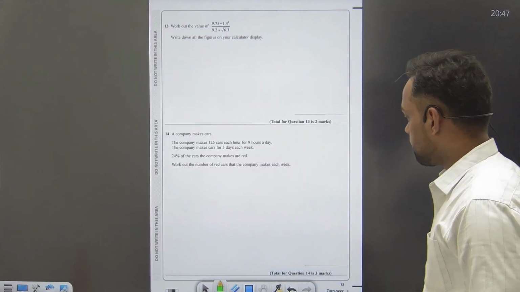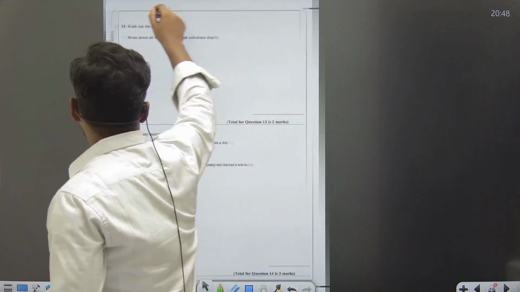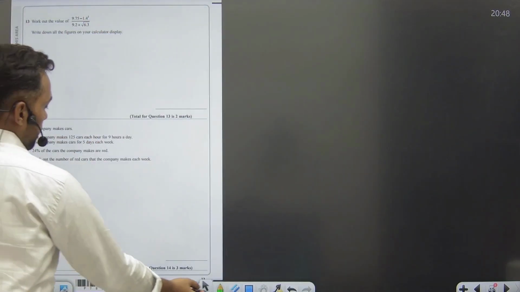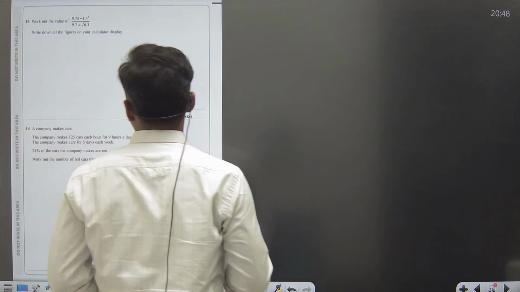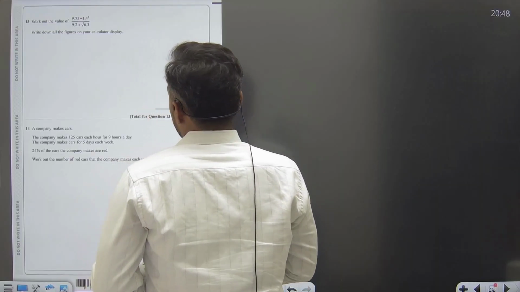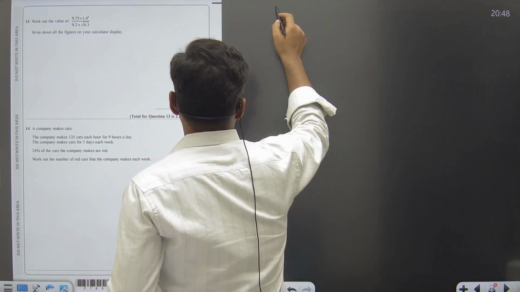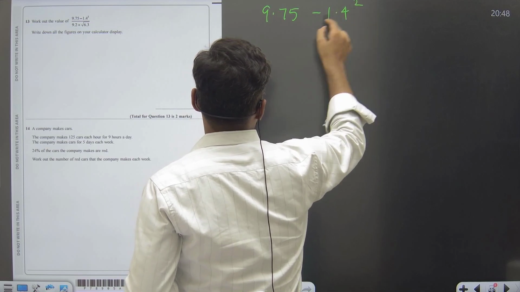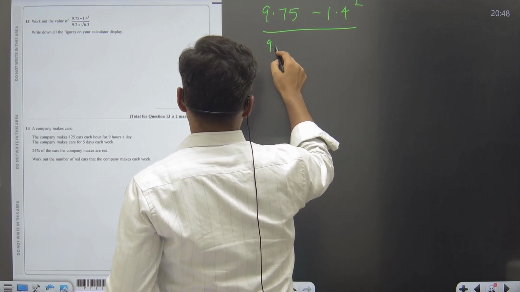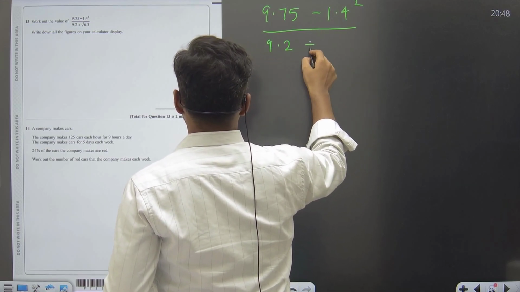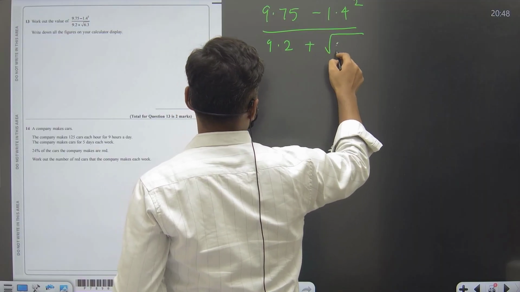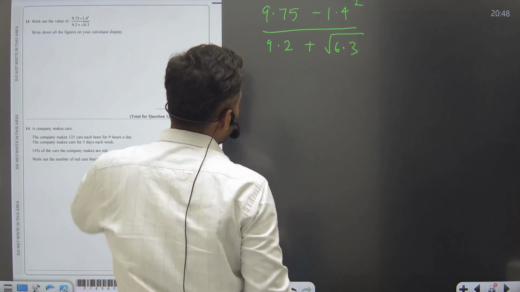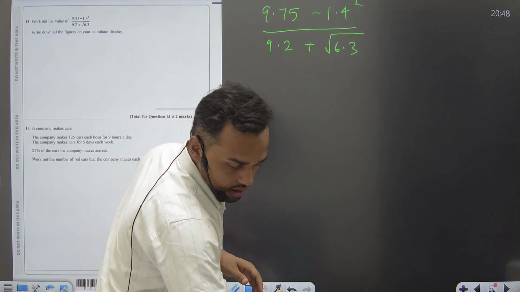Next question is, work out the value of (9.75 minus 1.4 squared) upon (9.2 plus root of 6.3). Write down all the figures on your calculator display. So we'll do it step by step. So we'll get the values here.